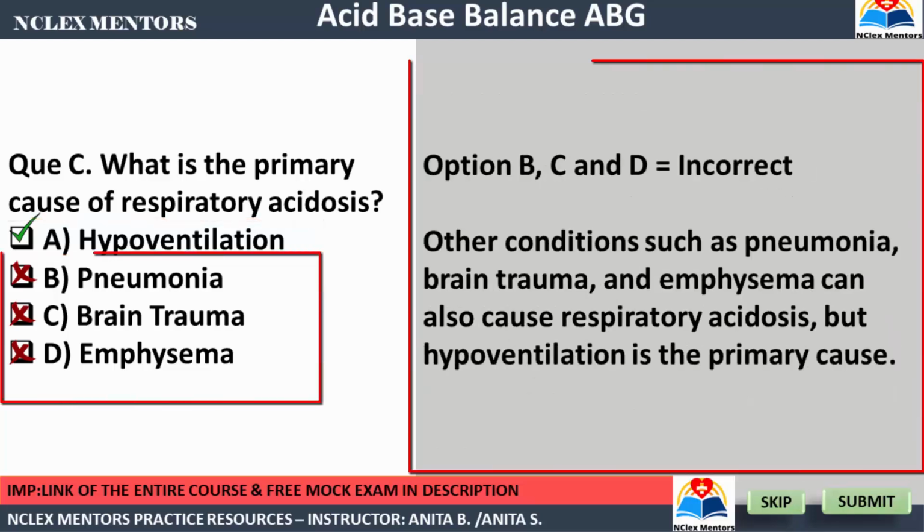Other conditions such as pneumonia, brain trauma, and emphysema can also cause respiratory acidosis, but hypoventilation is the primary cause. This question was pretty easy.